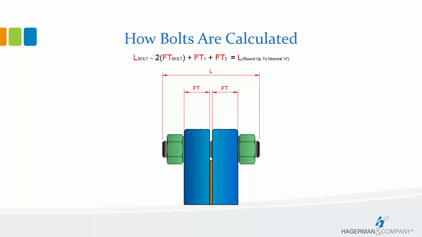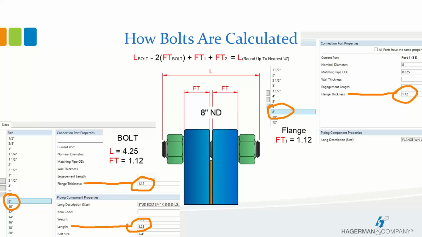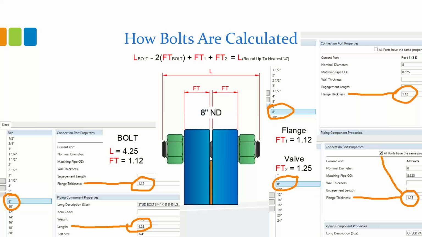So looking at that a little bit more than what we were looking at earlier, you've got the bolt length being 4¼. You've got your flange thickness 1.12. Then we have, let's say, a flange on that's a standard flange, and its thickness is also 1.12, so that would be flange thickness 1. But let's say we have a valve where the flange thickness is 1.25 inches long. That's where this comes into play, because that would make it different.